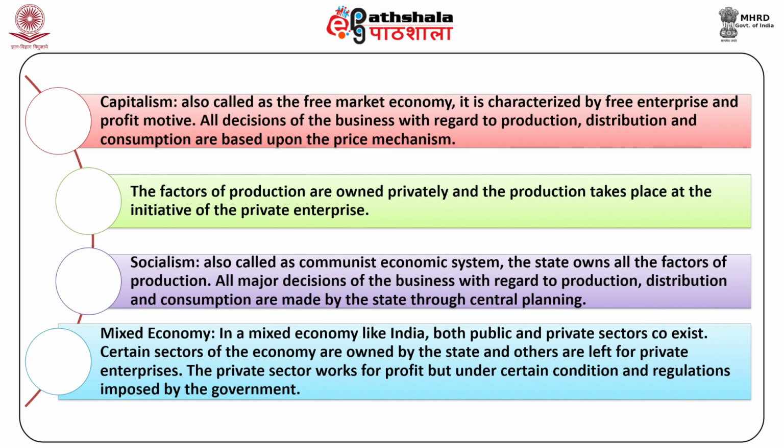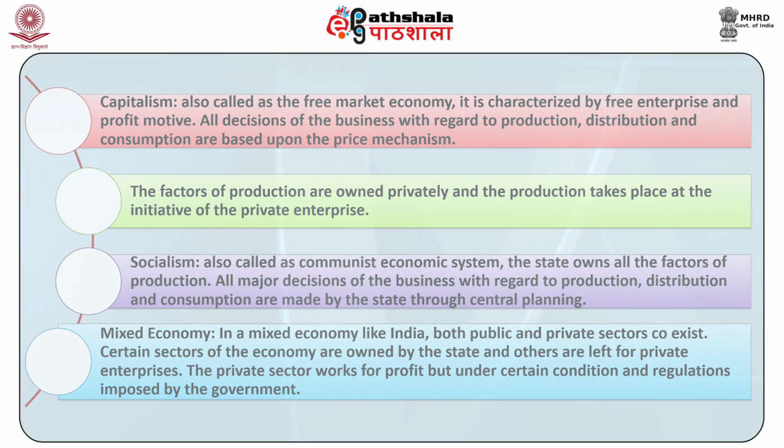Second being socialism, also called the communist economic system. The state owns all the factors of production in this kind of system. All major decisions of the business with regard to production, distribution and consumption are made by the state through central planning. The third type of system being the mixed economy. In a mixed economy like India, both public and private sectors coexist. Certain sectors of the economy are owned by the state, while others are left for the private enterprises. The private sector works for profit, but under certain conditions and regulations imposed by the government.